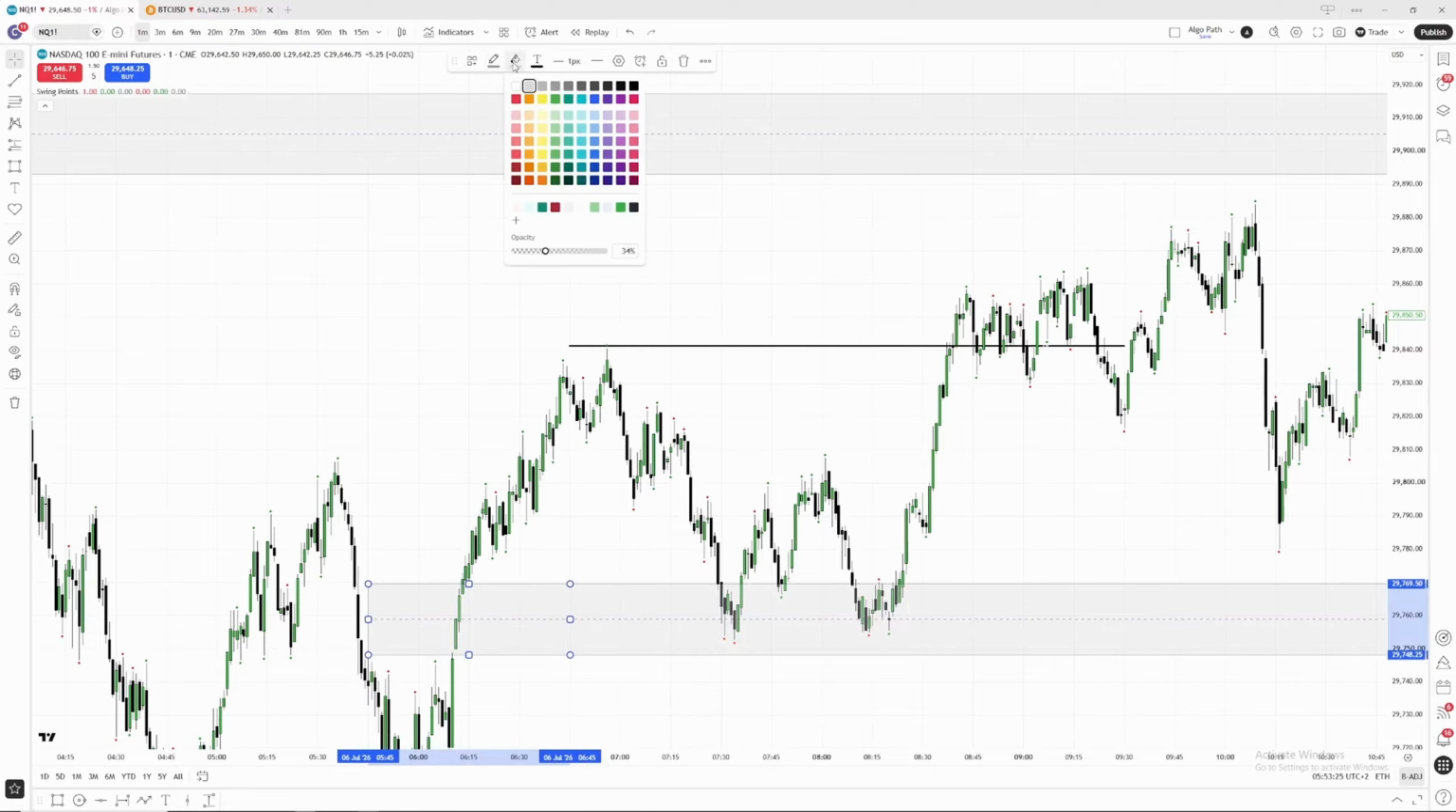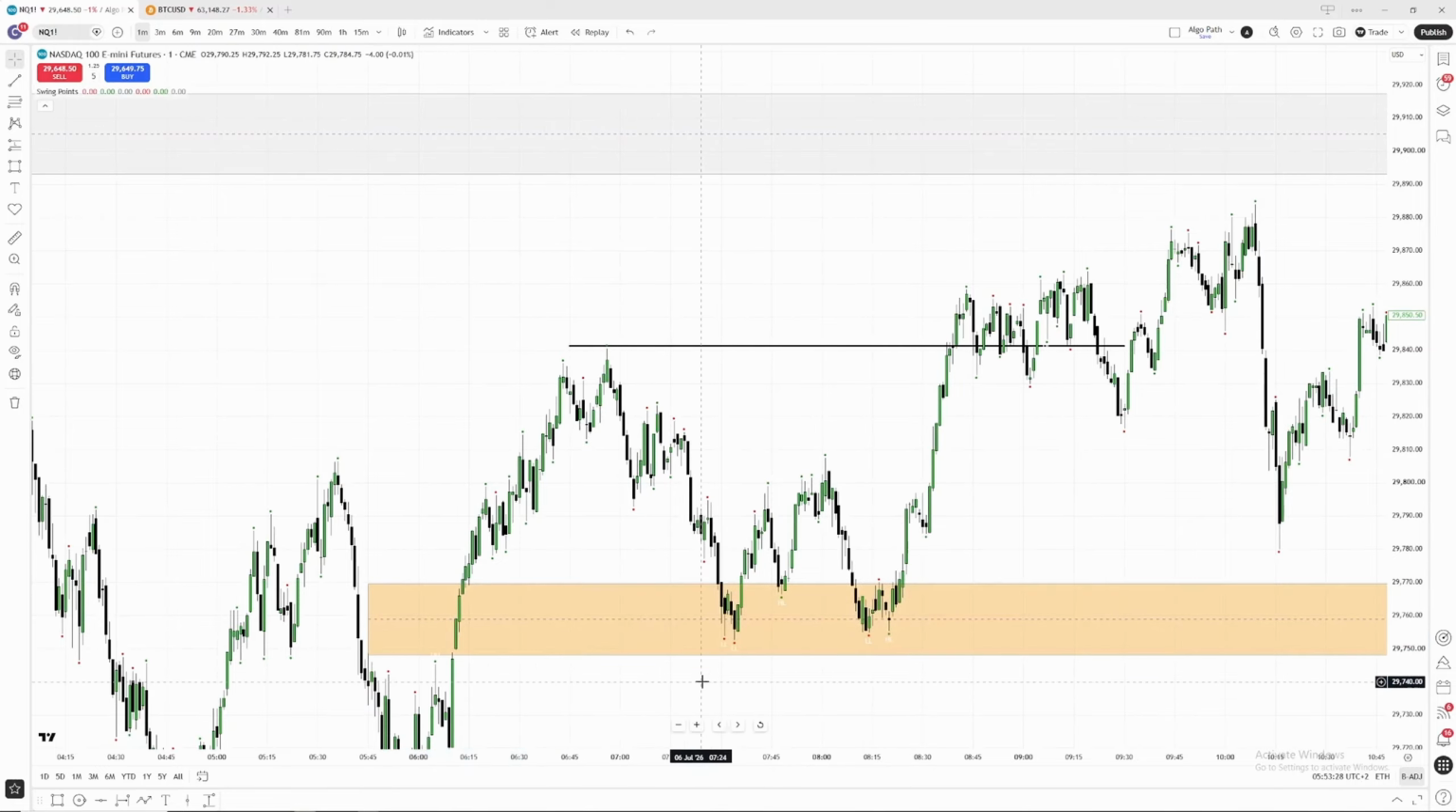Let me put this in a brighter color so you guys can see. So I have 35 here, so I can buy and target. I don't care what the algo path is, nothing I'm caring about. All I'm thinking is the market stopped here at 35. I will buy.